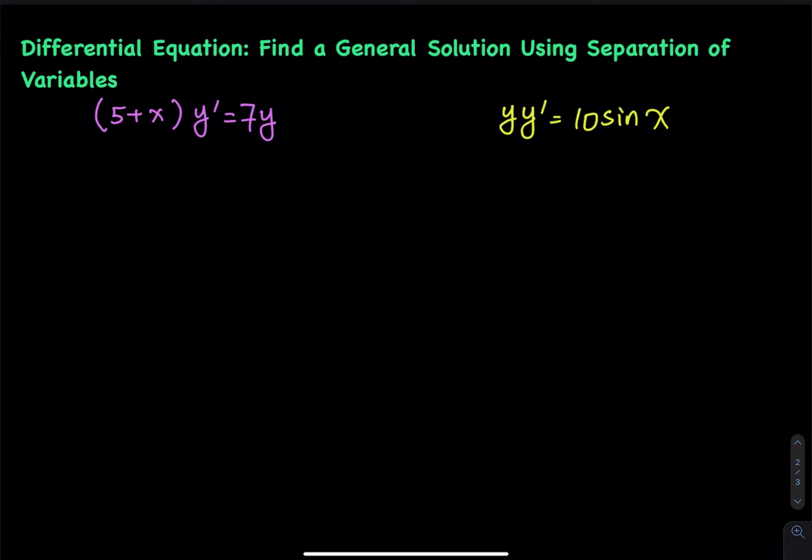In this video, I would like to show you how to find a general solution using separation of variables. I have two differential equations for you. The first one is (5 + x) y' = 7y. The first step is you change the y prime to dy/dx. So we have (5 + x) dy/dx = 7y.